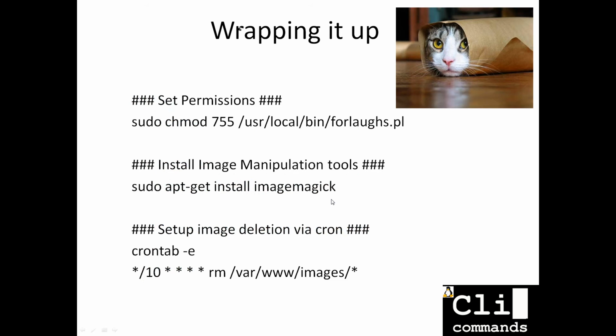So wrapping it up, what we want to do is again set some permissions on that file we just created. We want to install the image manipulation tools called ImageMagick. So apt-get install ImageMagick. And the final thing we want to do, since this proxy server is going to essentially be downloading files and manipulating images, and then serving them back to the clients that are connecting, over time those images could of course build up and take up all your disk space.